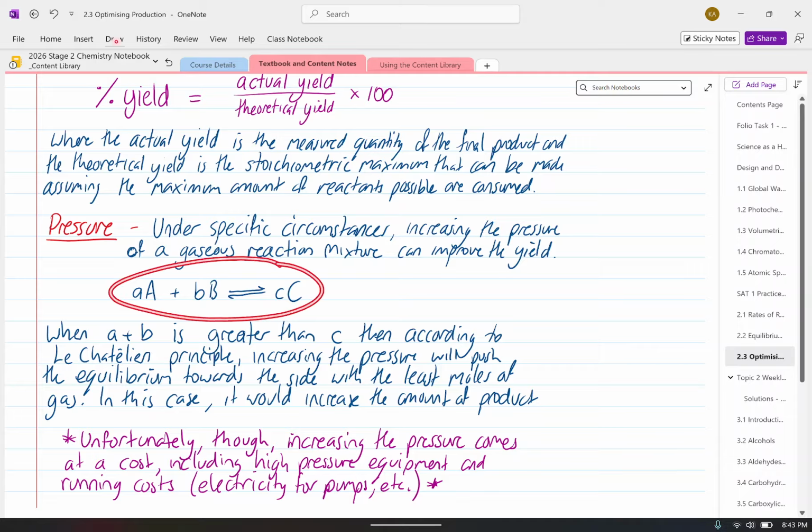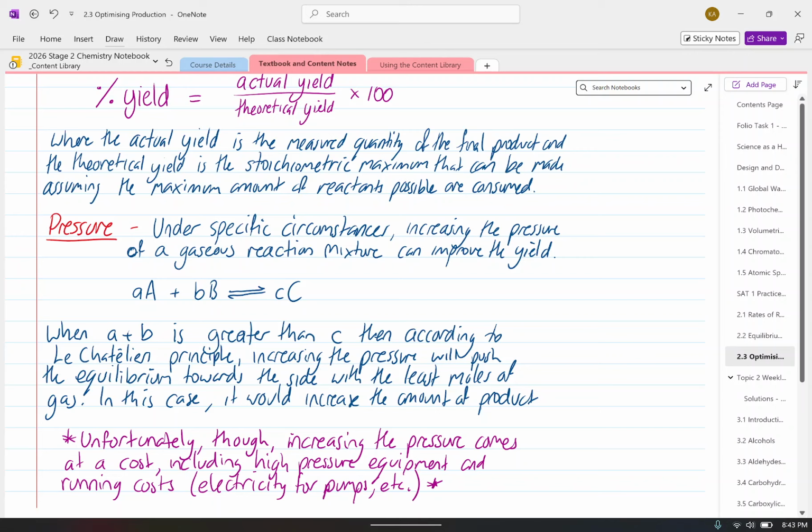For a reaction, if your A and B, so the sum of those two numbers, A plus B, is greater than C, in other words, there are more molecules on the left-hand side overall than there are on the right-hand side, an increase in pressure will result in our reaction being pushed to the right. So in other words, if we have fewer product molecules, an increase in pressure, according to Le Chatelier's principle, will try and move the reaction forward to the side with fewer molecules.